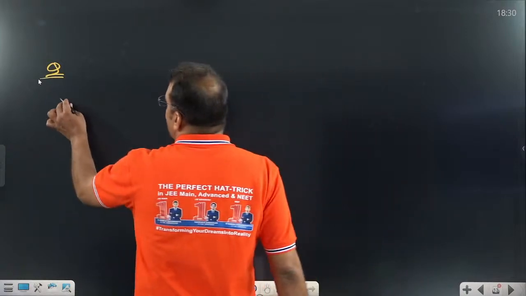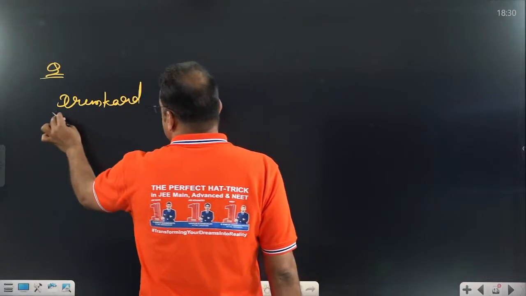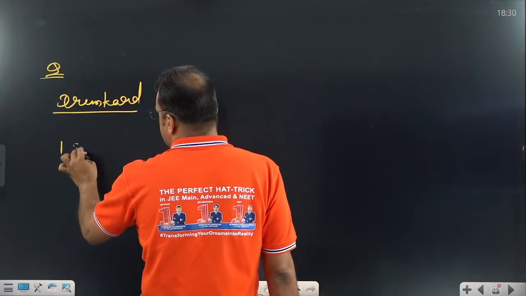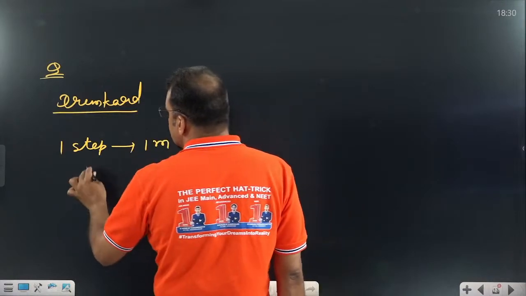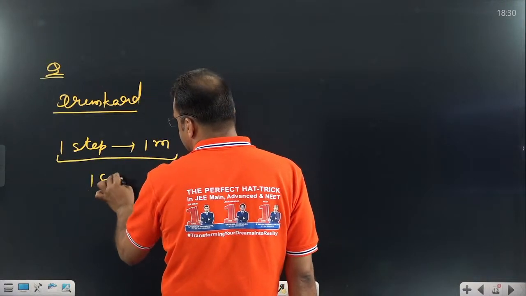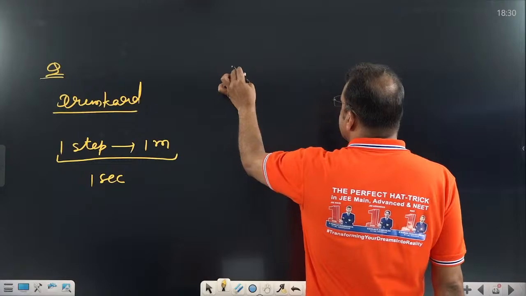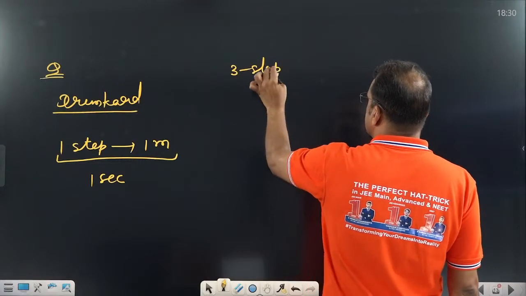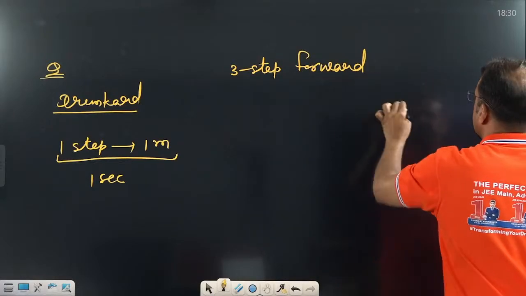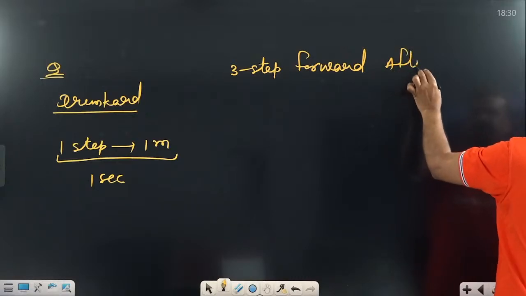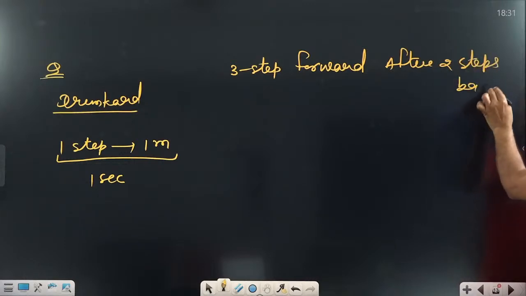What is the question? What did they give? They gave a drunkard. It's moving like that. I am giving you the language in short form. One step length is 1 meter and one step time is 1 second. One step in 1 second. This is given. What is the process? He is taking 3 steps forward, and after that, 2 steps backward.